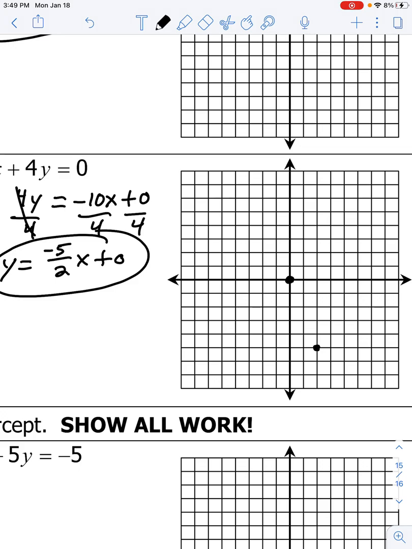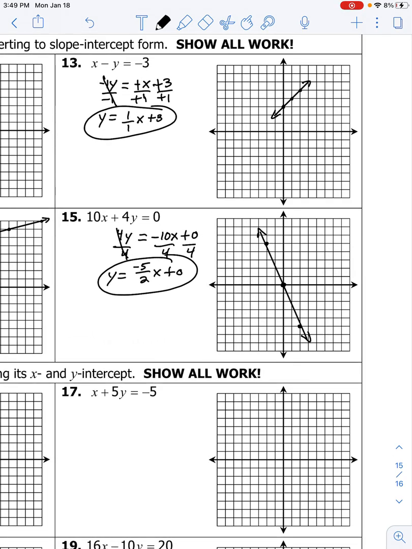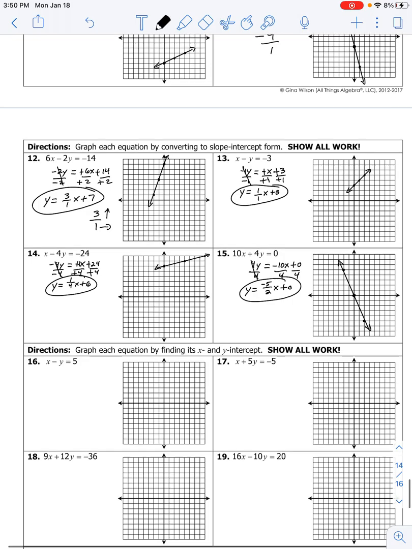So we're going to go back to our y-intercept, which is the 0 dot. And then we're going to go up 5. 1, 2, 3, 4, 5. And then left 2. All right. And then we draw our line, like so. And that is taking a standard form equation, putting it into y equals mx plus b, plotting the y-intercept and 2 other points using the slope.